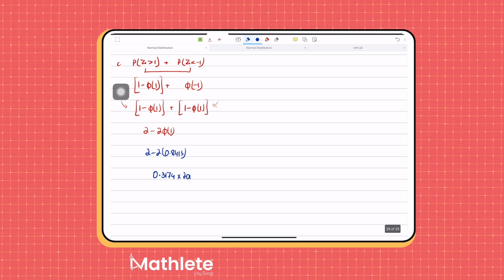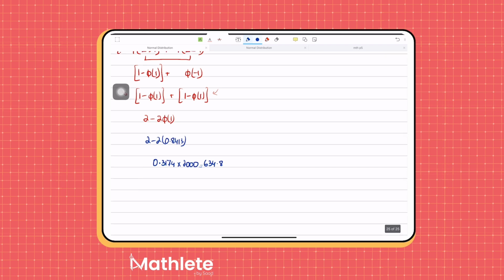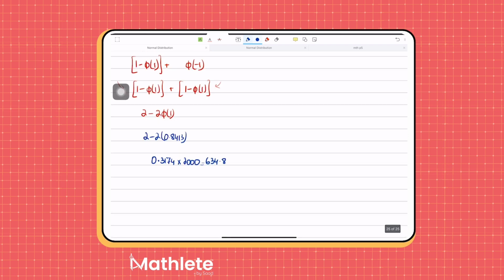Since we're talking about 2000 leaves, what do we do? We multiply it by 2000. So multiplied by 2000, what do we get? We get 634.8. Which, if you round off, you get 634. You're not rounding it off over here.